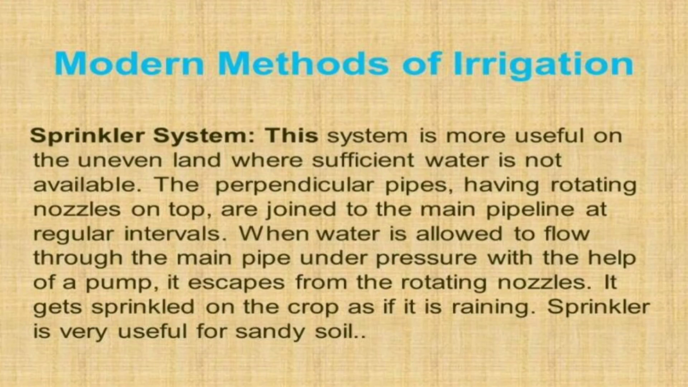The perpendicular pipes having rotating nozzles on top are joined to the main pipe at regular intervals. When water is allowed to flow through the main pipe under pressure with the help of the pump, it escapes from the rotating nozzle. It gets sprinkled on the crop as if it is raining. So this is the definition of the sprinkler system. You can search on Google for what a sprinkler system is. The sprinkler system is actually a raining system. It falls on the plant as if it is raining. Sprinklers are very useful for sandy soil.